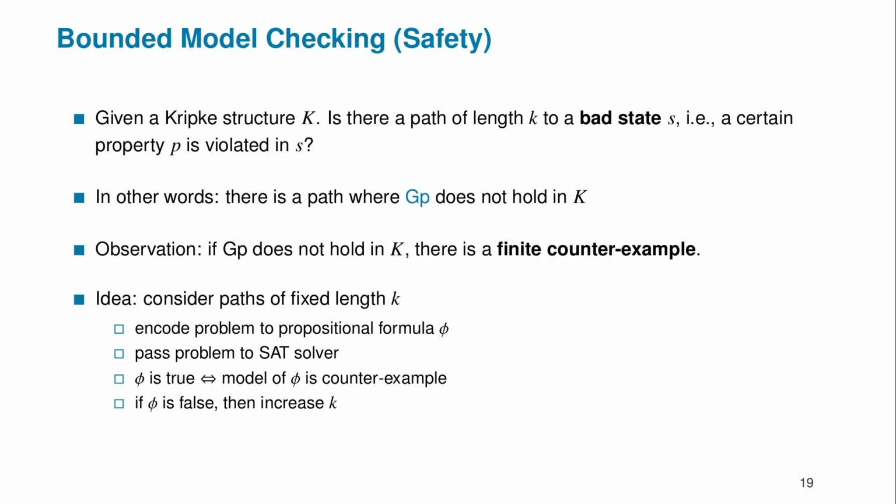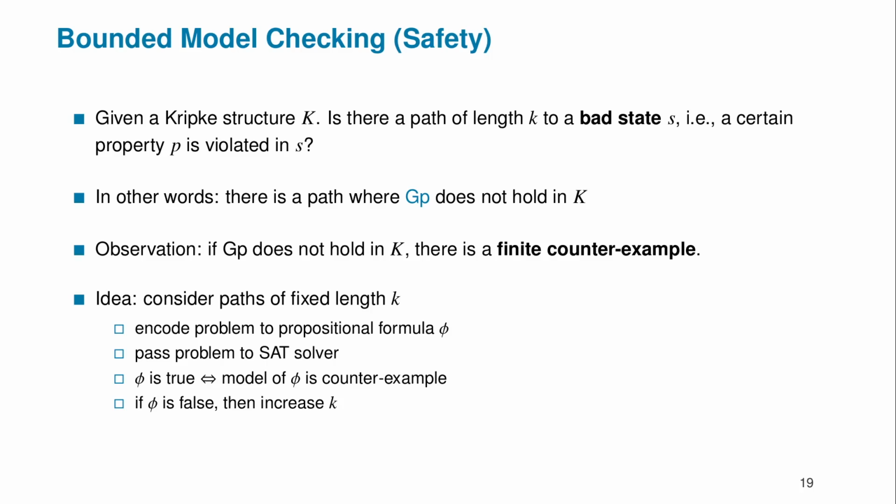Is there a path where globally P does not hold in K? An important observation we made is that if this property does not hold, there is a finite counterexample, and this counterexample we want to have. The important thing in bounded model checking is that we do not consider paths of arbitrary length, but we restrict the length to a certain constant. This is necessary in order to know the number of copies of the encoding of the transition relation that are included in the propositional formula.